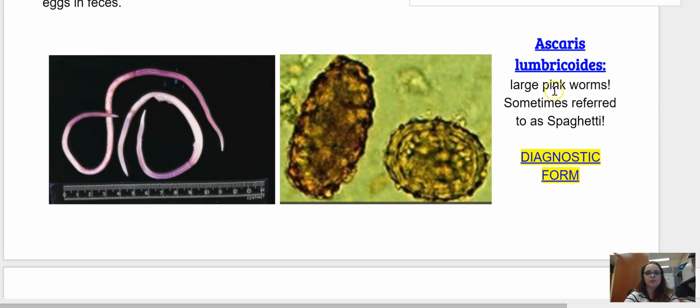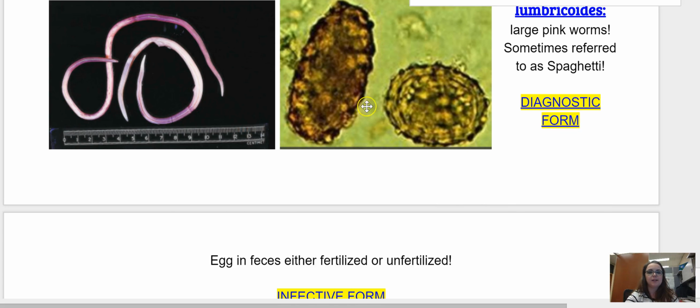So we're going to start with Ascaris. This is sometimes referred to as the spaghetti and meatballs worm, which you will see in a minute. And I am sorry, if you have a weak stomach, you might want to look away. This is the big pink worm. It's got a couple diagnostic forms.